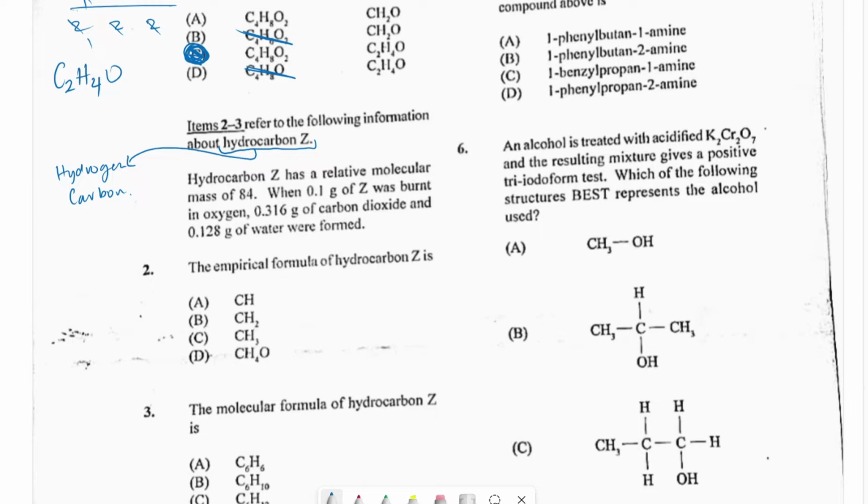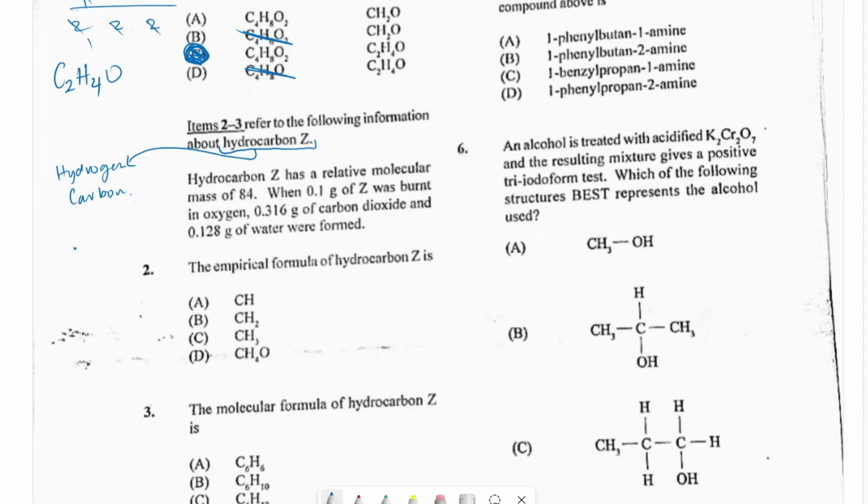When 0.1 grams of Z was burnt in oxygen, 0.316 grams of carbon dioxide and 0.128 grams of water was formed. First part of the question, which is item 2, wants you to figure out what the empirical formula of hydrocarbon Z is. So basically you just need to find out the ratio of carbon to hydrogen. So the first thing you need to ask yourself is what mass of the things produced was actually carbon and what mass was hydrogen. So to figure that out, let's deal with hydrogen first.